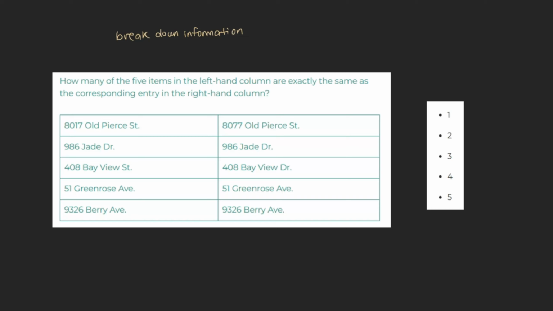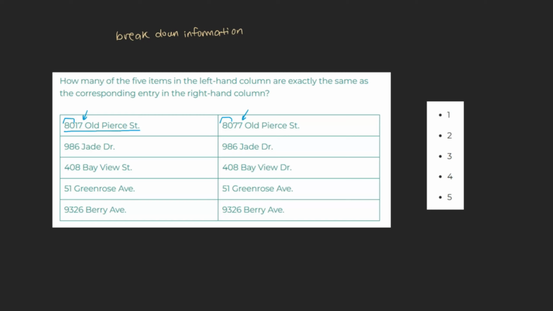For example, instead of reading the whole 8017 Old Pierce Street and trying to see if it's the same in the right column, we can start by taking just 8017, or even just 80. Indeed, we see the 80s sync up, but already we found a mistake. One column has 17, while the other has 77. As a 1 and a 7 can look similar, it's best to keep a sharp eye out whenever either is involved.